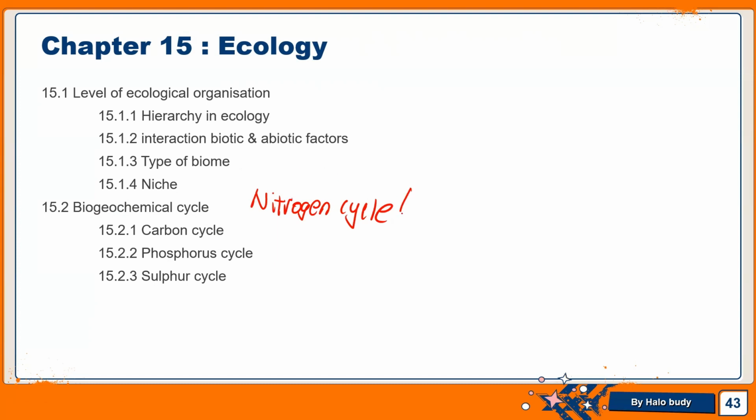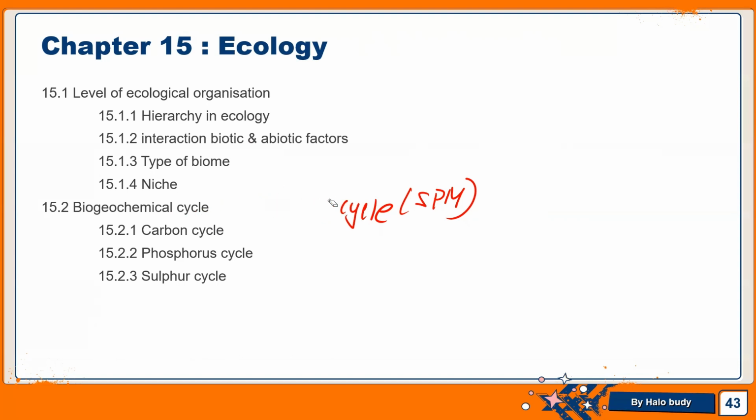Nitrogen cycle actually is SPM level. I don't know whether KSSM has learned it or not, but KBSM learned it. But in STPM, no. It is not in the syllabus. Maybe MPM assumes it was already learned in SPM, so there is no need to learn it in STPM, I don't know. But it is one of the examples of biogeochemical cycle.